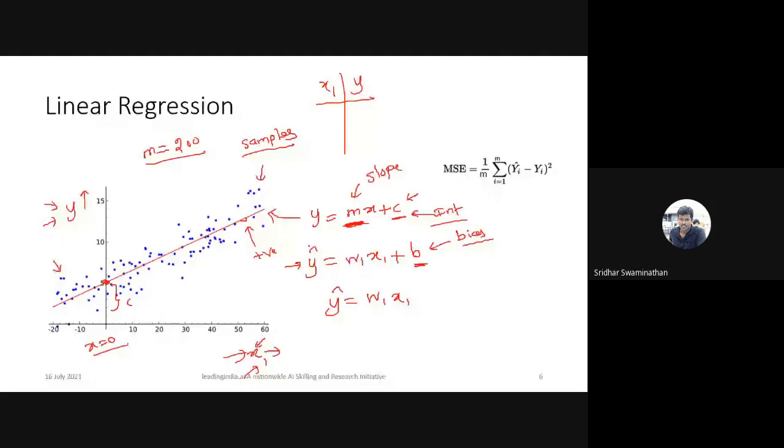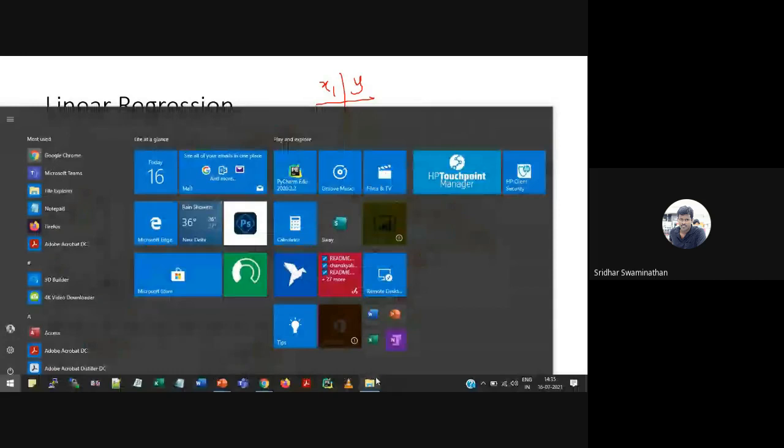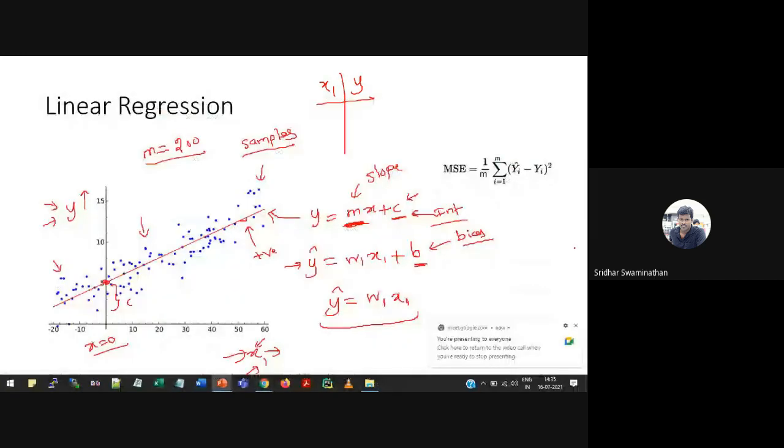All right. So my question was, for this data set, for this kind of data, can I fit a very good model with y cap is equal to w1 x1 without the bias? Will the model be good? I think yes, sir, because all the points are linearly correlated.